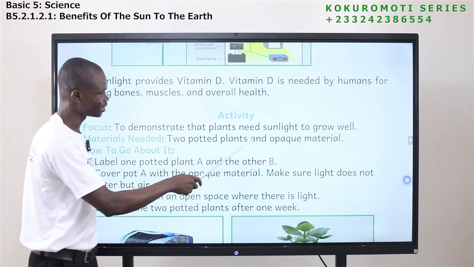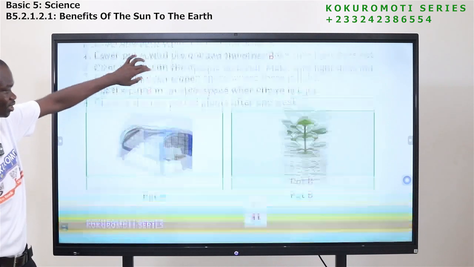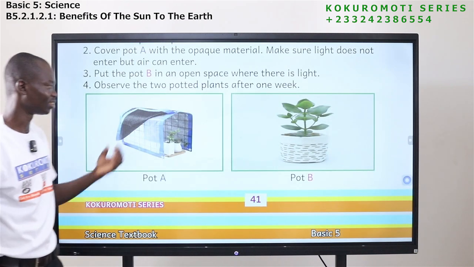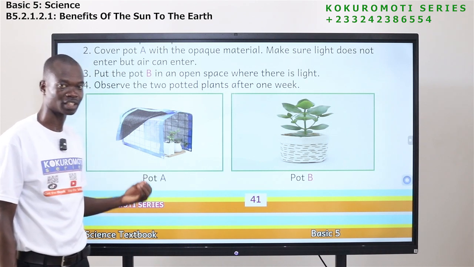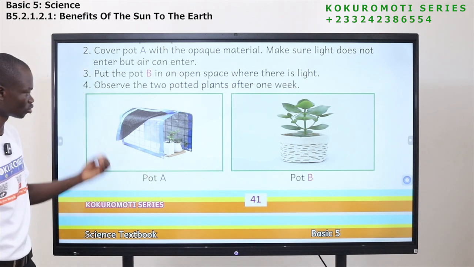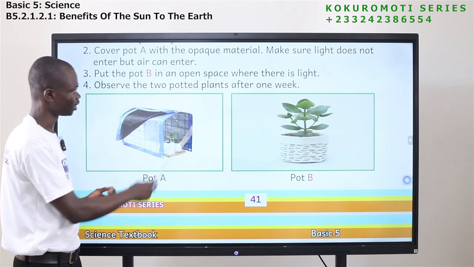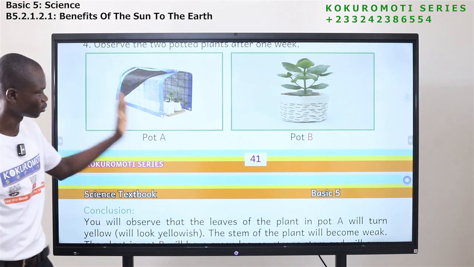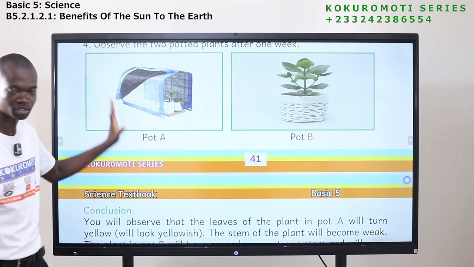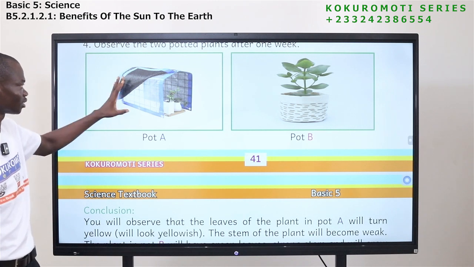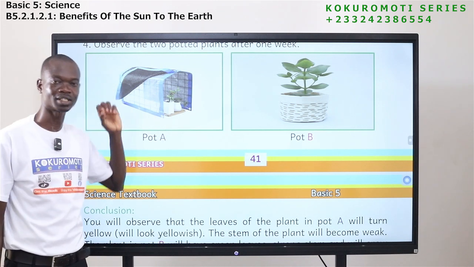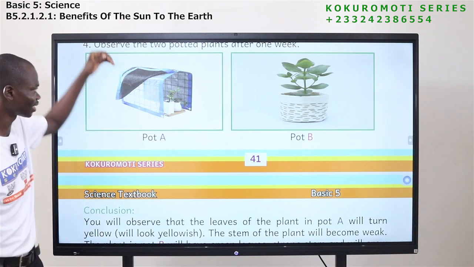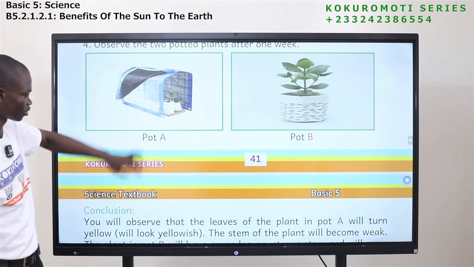Demonstrate that plants need sunlight to grow. So we are going to see if indeed plants need the sun to grow. They need what? The sunlight to grow. Okay, so this is pot A, pot B. Pot A is covered with opaque material. Opaque materials are materials that we cannot see through. Even the sun cannot pass through. So this is for you.